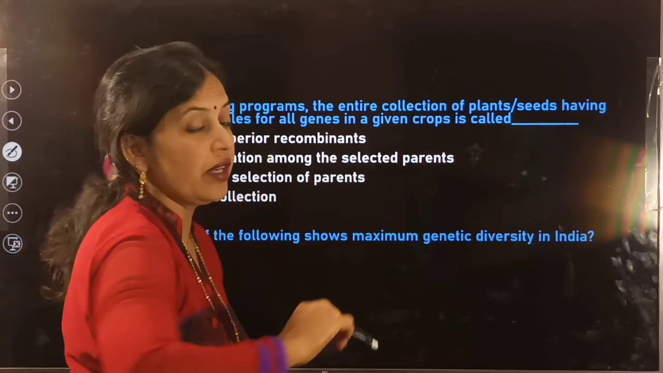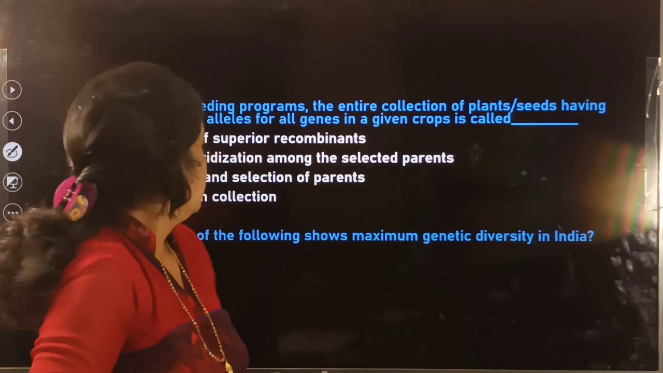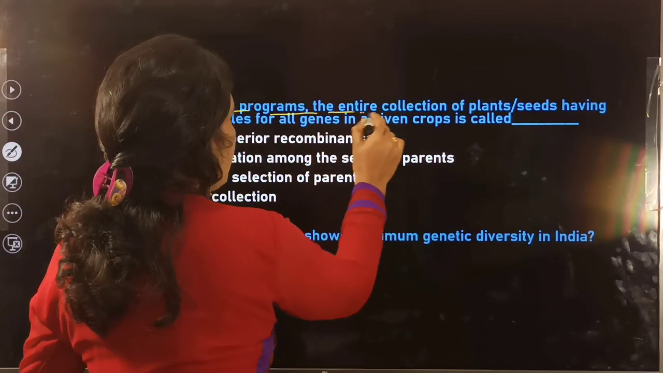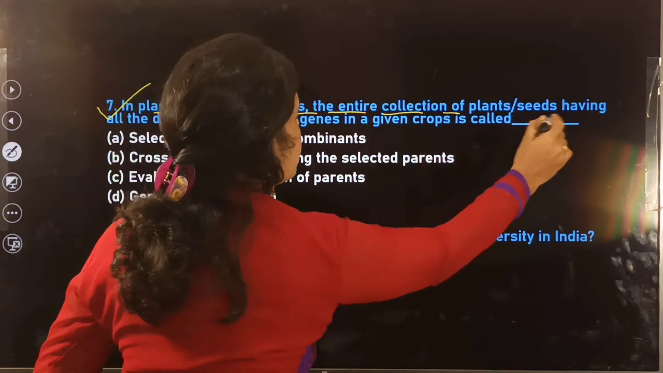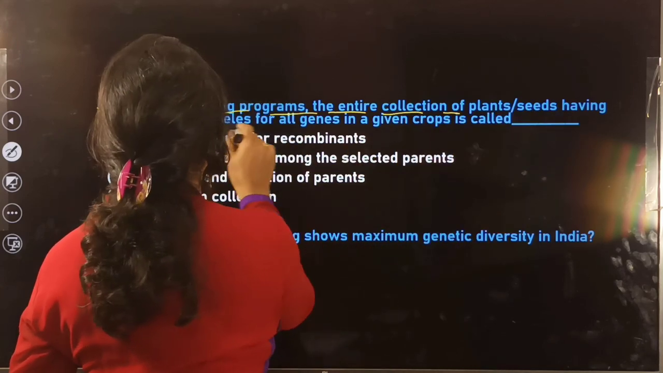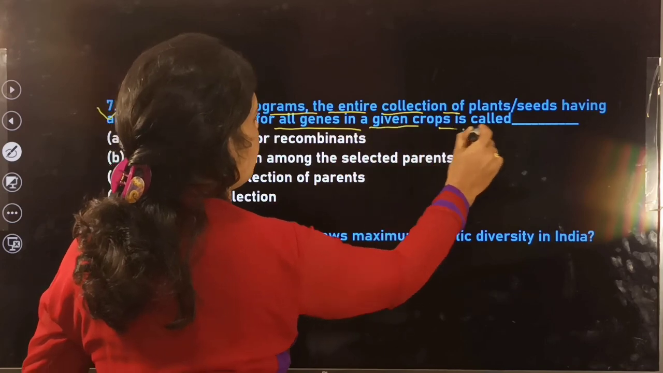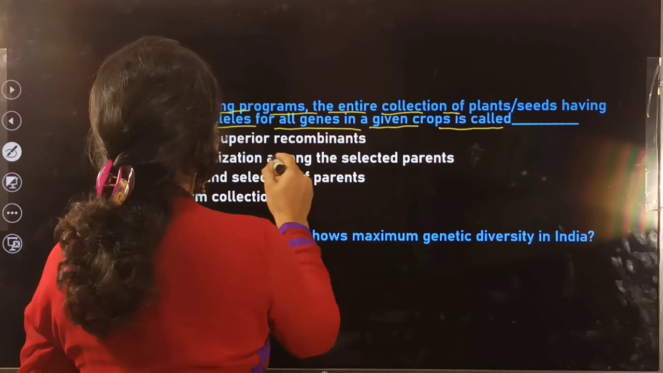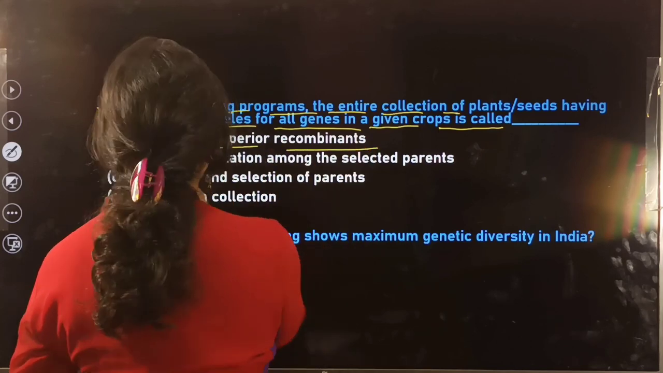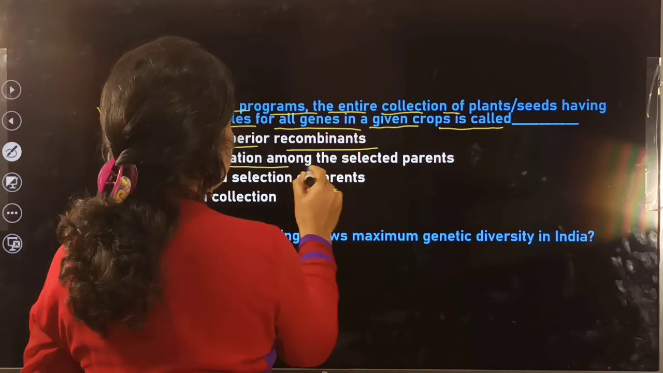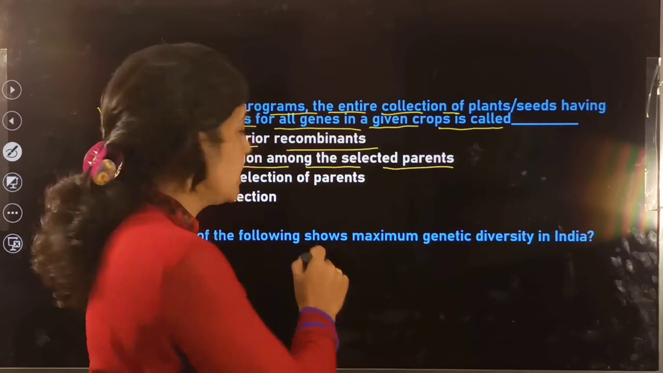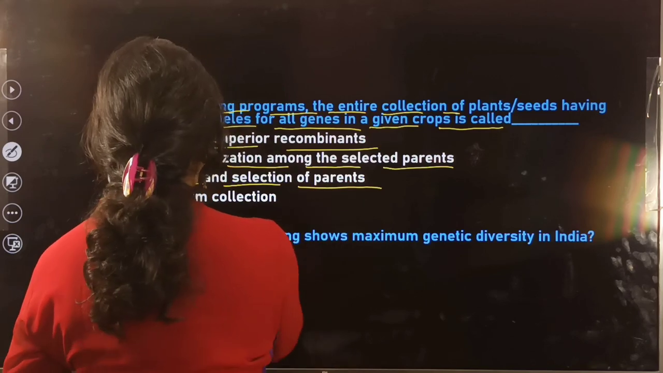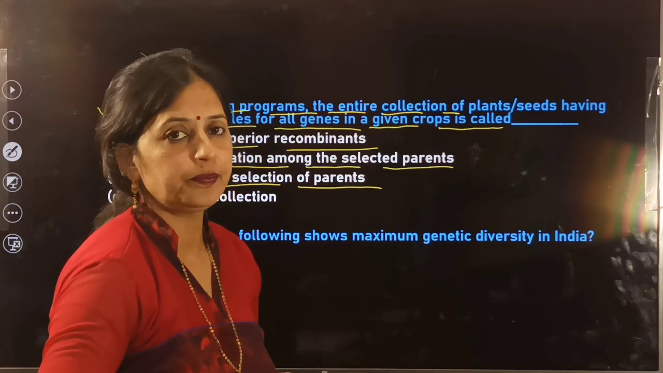Your question number 7 is: in plant breeding programs, the entire collection of the plant seeds having all the diverse alleles for the genes in a given crop is called. Options are A, selection of superior recombinants; B, cross hybridization among the selected parents; C, evaluation and selection of the parents; and D is germplasm collection.